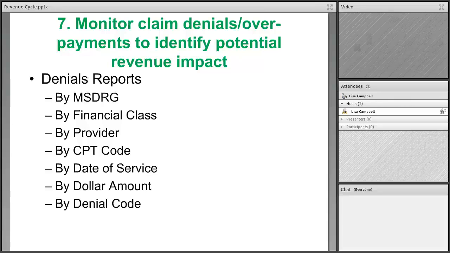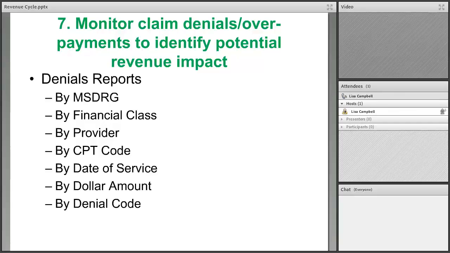Number 7, monitor claims denials and overpayments to identify the potential revenue impact. This is another report that is going to be on our CFO's desk. Notice I keep mentioning the CFO, and quite naturally the CFO is responsible for ensuring that the hospital can pay its bills, right? Its bills include services that have been rendered by hospital staff, as well as the lights, the equipment, and supplies. So they're constantly looking at all of these reports.